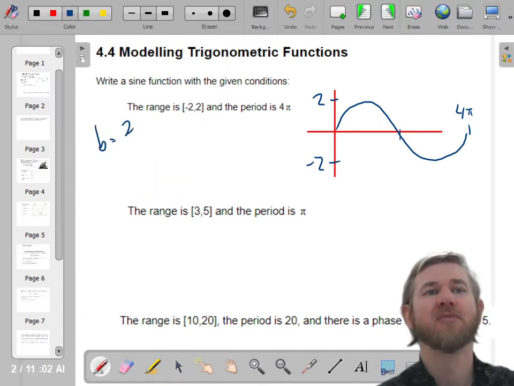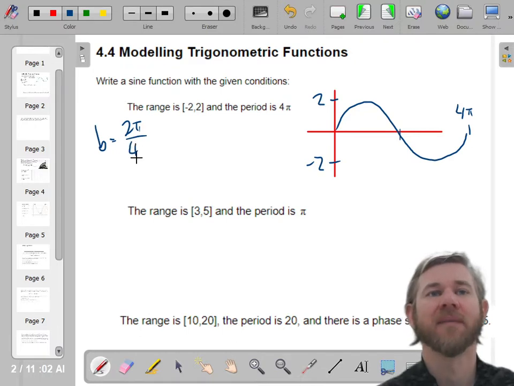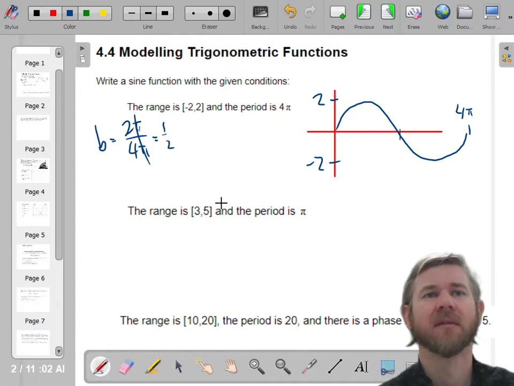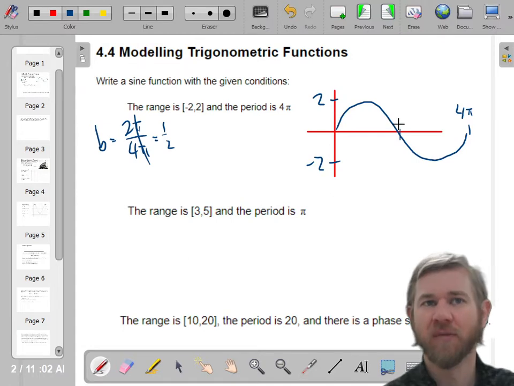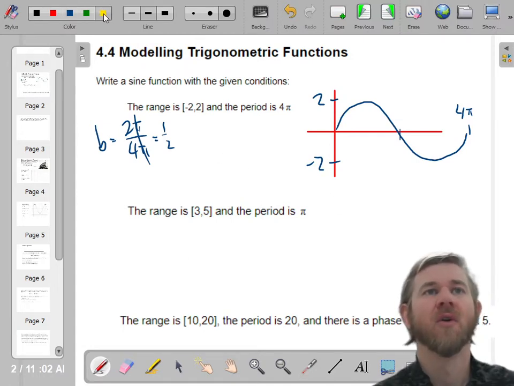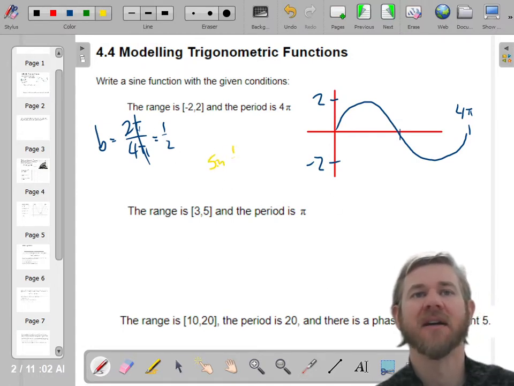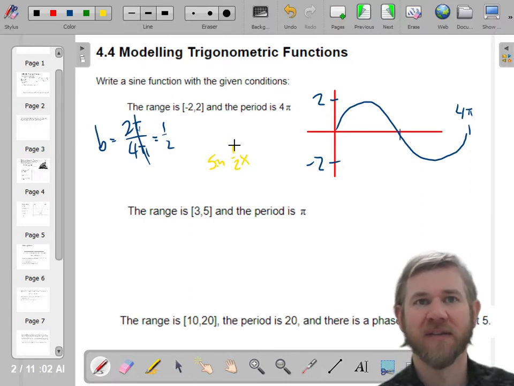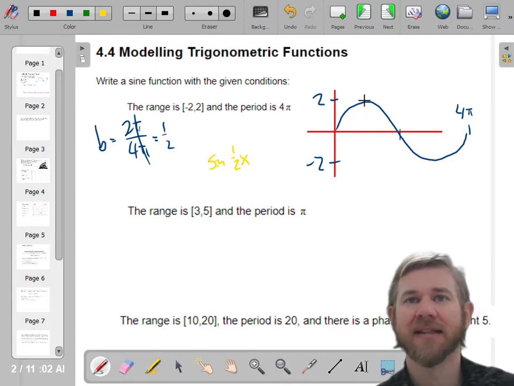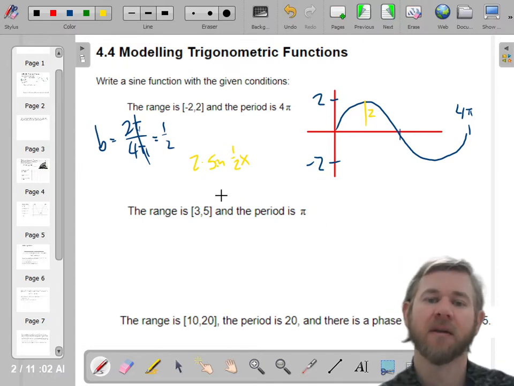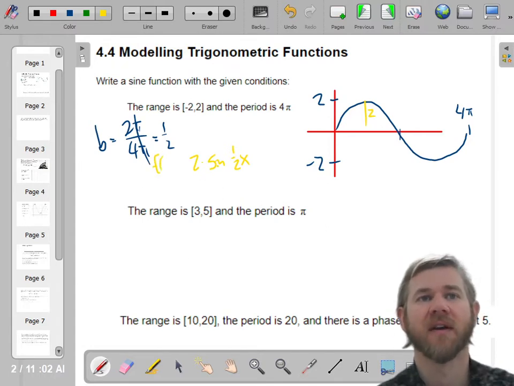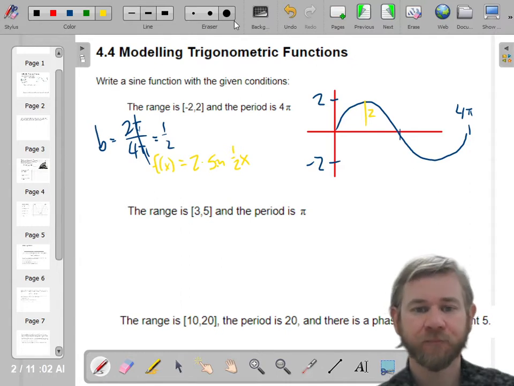b is 2 pi divided by the period, which is 4 pi, which means b is 1/2. Okay, you might think of this as it's half the speed. Instead of doing it in 2 pi, this one does it in 4 pi. So the first thing I know now is that it's going to be the sine of 1/2 x on the inside. That's your b value. And the other thing is this, if the range is -2 to 2, what that's changing is the amplitude. The amplitude is 2, then it's 2 times the sine of 1/2 x. So there's our first function. Let's just say f of x equals. There you go.